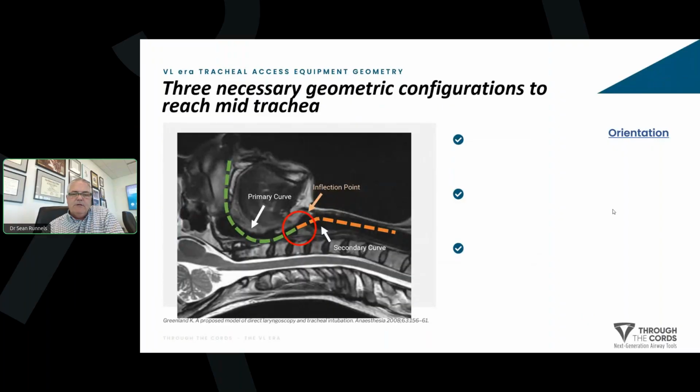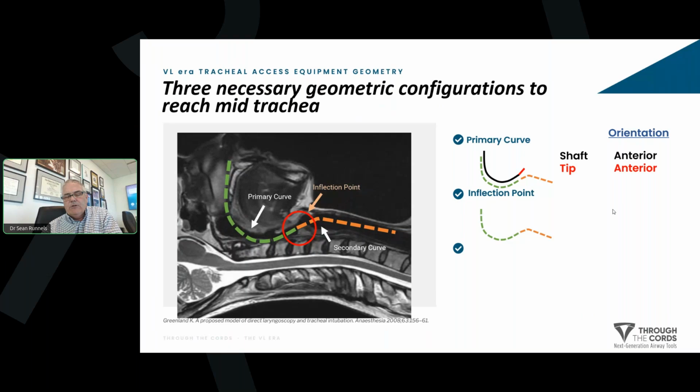There are three necessary geometric configurations to reach the mid-trachea when you are using tracheal access equipment with a hyperangulated blade or need to traverse serpentine geometry. First, the primary curve: the orientation of the shaft needs to be anterior, and the tip of the equipment is also anteriorly oriented. That's our static introducers, malleable bougies, where we're really putting in that primary curve. They're set with a primary curve.